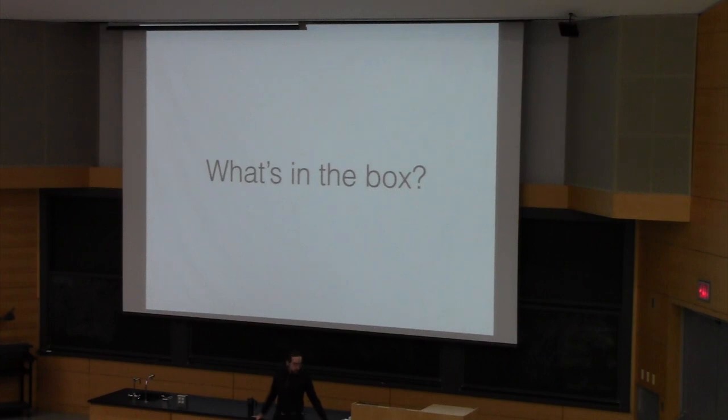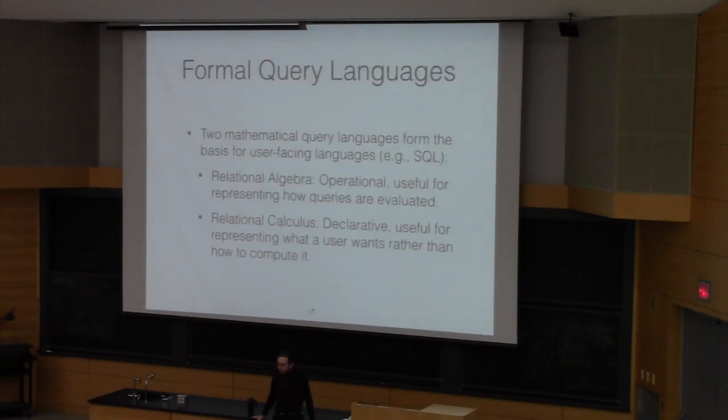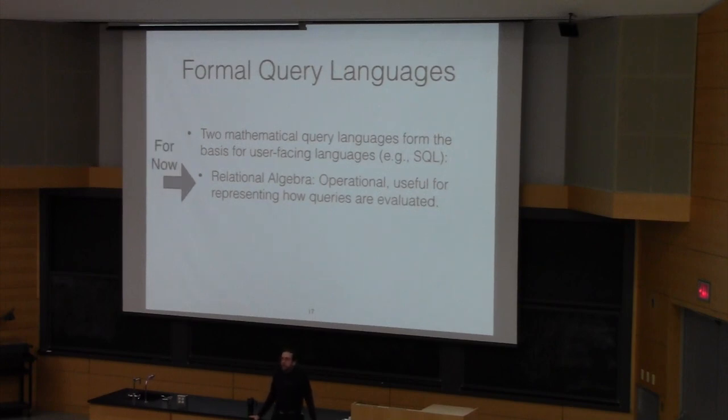So, what's in the box? Well, with respect to relational data, this kind of tabular data, there have been a couple of different languages that people have come up with for implementing this kind of internal representation. The two most common ones are relational algebra and relational calculus, both of which have advantages and disadvantages. Just for the purposes of this class, relational algebra is conceptually a lot simpler to work with. So for now, we'll be focusing on that. Time permitting, we'll come back to relational calculus later on in the term.